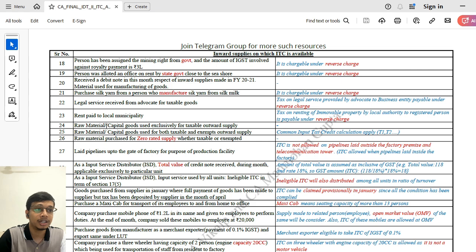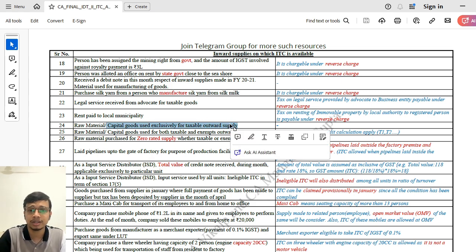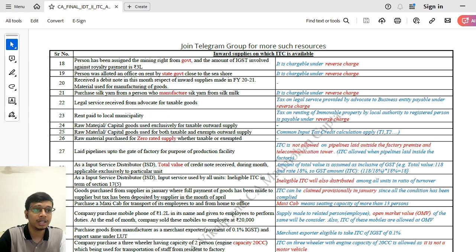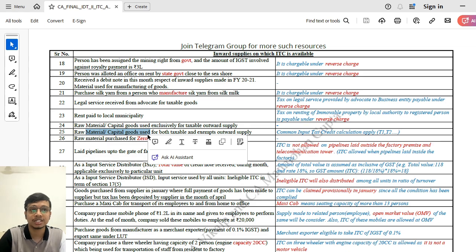24th, raw material and capital goods used exclusively for taxable outward supply. In case of taxable outward supply, ITC can be claimed. Next, raw material and capital goods used for both taxable and exempt supply.